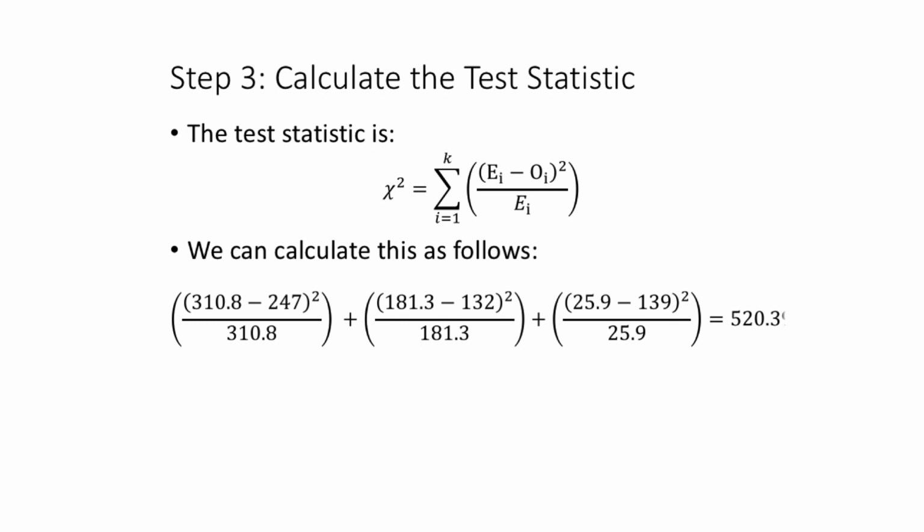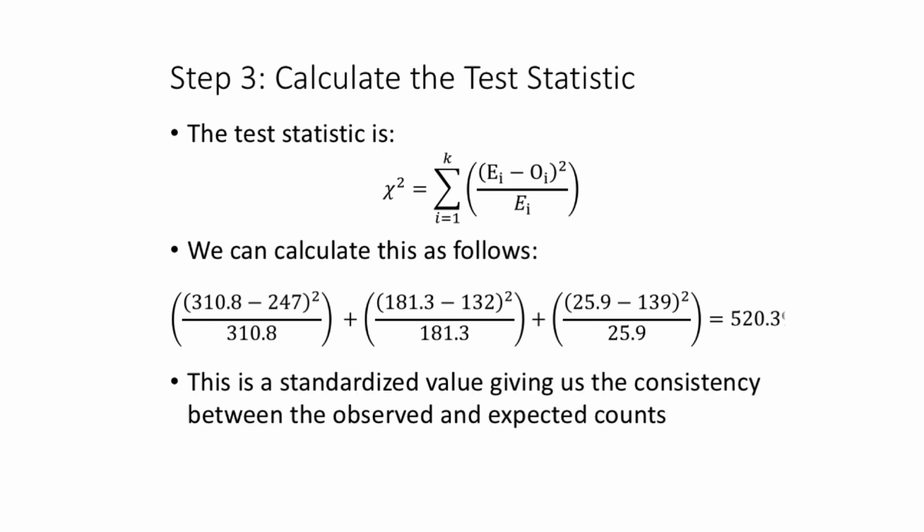For the second category, the expected cell counts are roughly 181. We subtract out the observed cell counts, square it so it's positive, and divide by the expected cell counts for category 2. Finally, for K equals 3, for that last category of nuns, we take the expected cell counts of 26, subtract out the observed cell counts of 139, square it so it's positive, and divide by the expected cell counts of roughly 26. When you add up these 3 different terms, we get this chi-square test statistic of a little over 520.